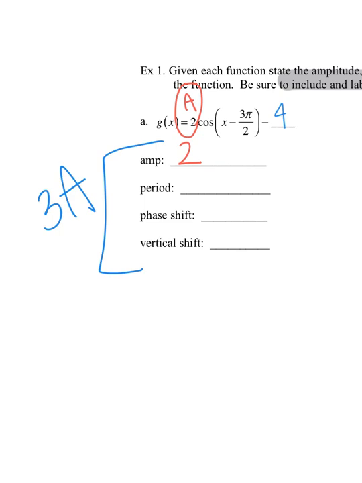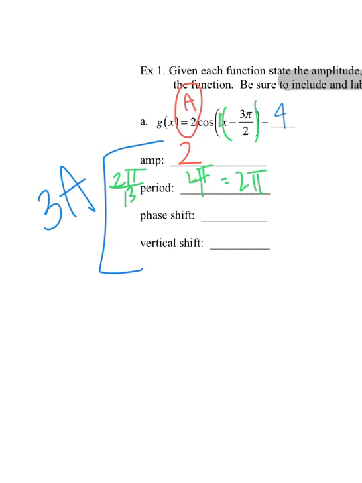To figure out the period, it is 2 pi over b. Well, for my b value, there's nothing here, so there is secretly a 1 out in front. So my period is 2 pi over 1, which is just 2 pi.